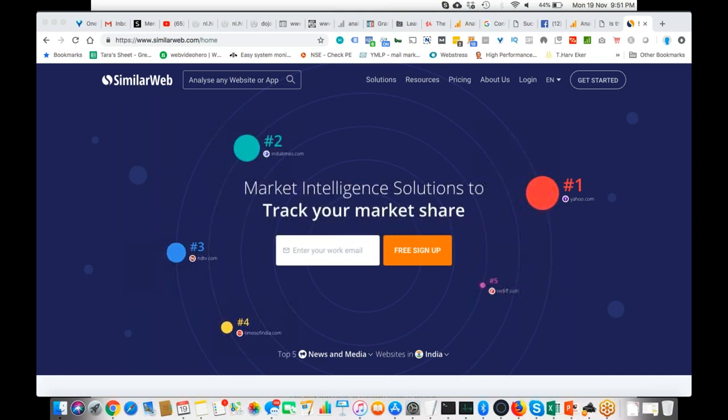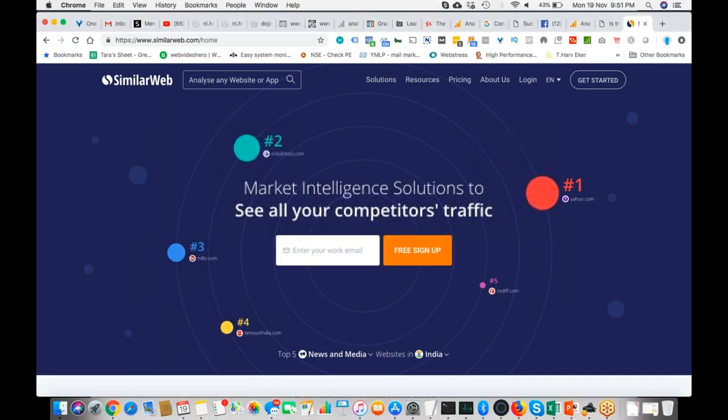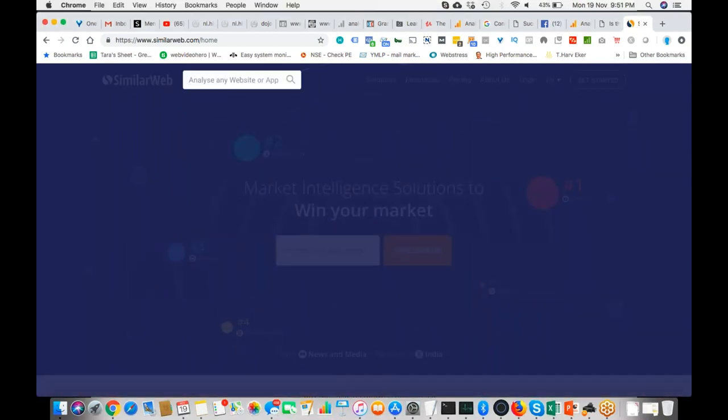3 lakh visits in a day. In its peak we see that kind of traffic, and we have matched the Google Analytics data with SimilarWeb, it is very close, very close. So I have tried it. So this looks really, really good to me.